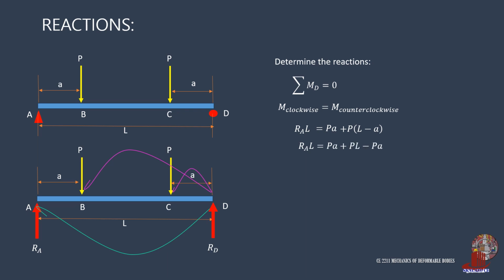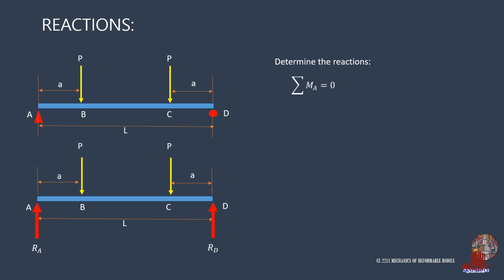Distribute load P to take out the parentheses and get the reaction at A times L as equal to P times A plus P times L minus P times A. The two PA's cancel out, making the function R sub A times L as equal to P times L. Then again, cancel out L from both terms and have the reaction of support A as equal to P.